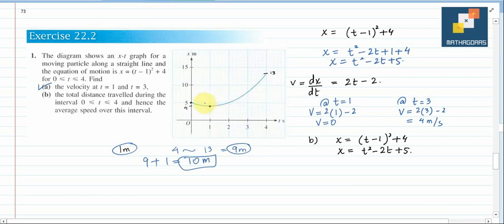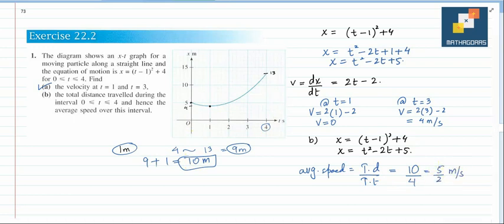Alright, and after that it says hence find the average speed. The working formula for average speed is total distance divided by total time. The total distance traveled by the particle we found is 10 meters, and the total time you can see on the x-axis is 4. So the average speed is 5/2 meters per second. Alright, so I hope that it is clear to you.